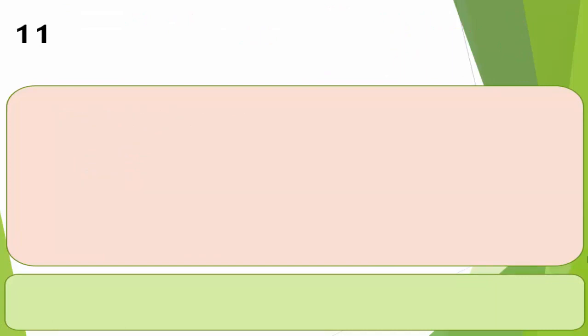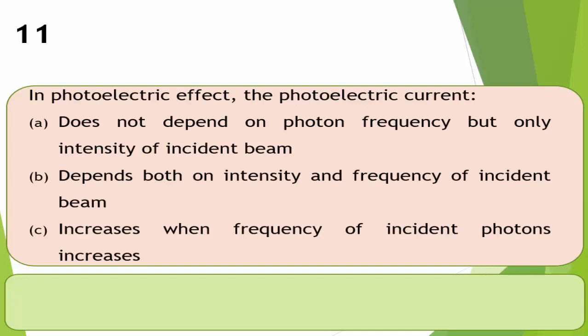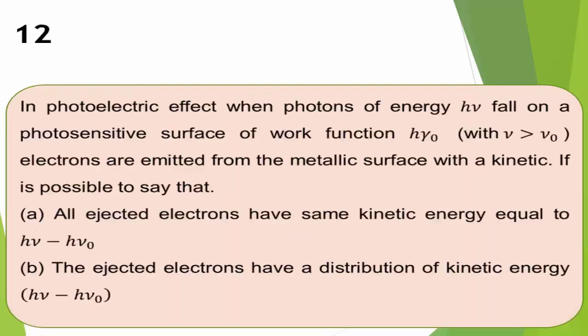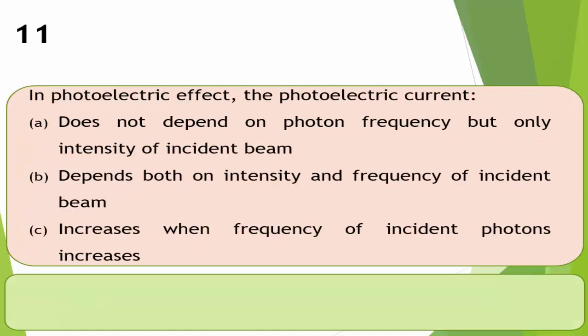And the next question is question number 11. In photoelectric effect, the photoelectric current does not depend on photon frequency but only on the intensity of the incident beam. Option B is depends on both intensity and frequency of the incident beam. Option C, increases when frequency of incident photons increases, and option D is here. In photoelectric effect, photoelectric current, you know the first graph here.